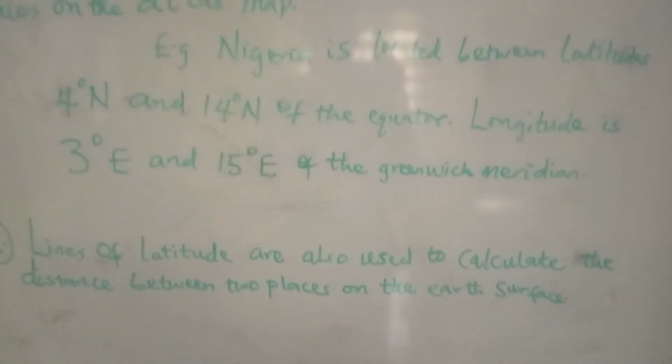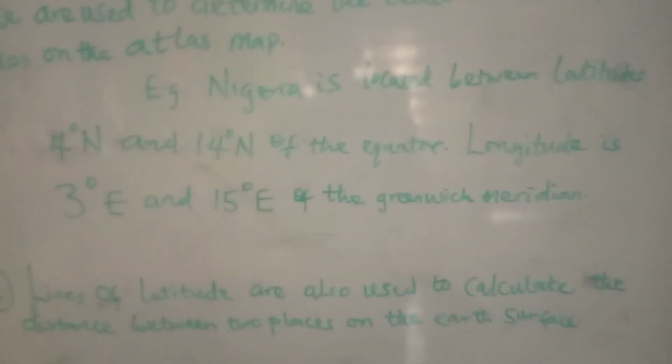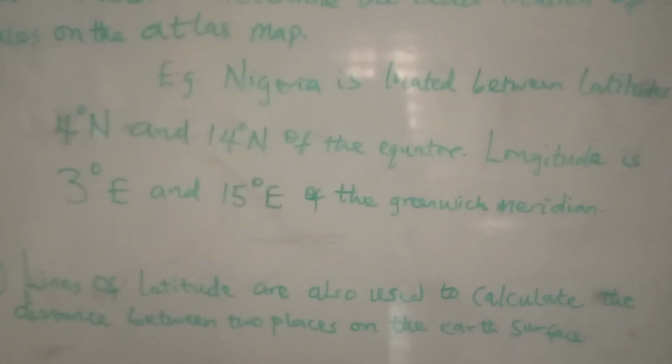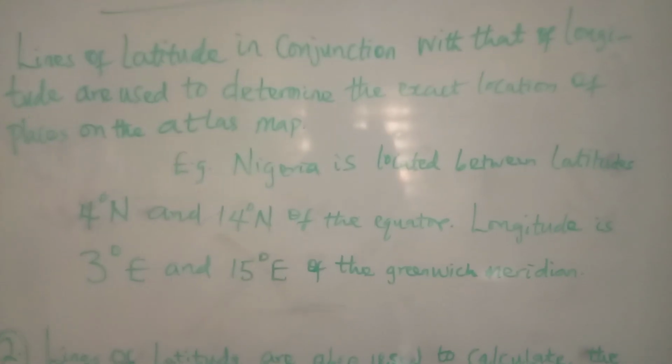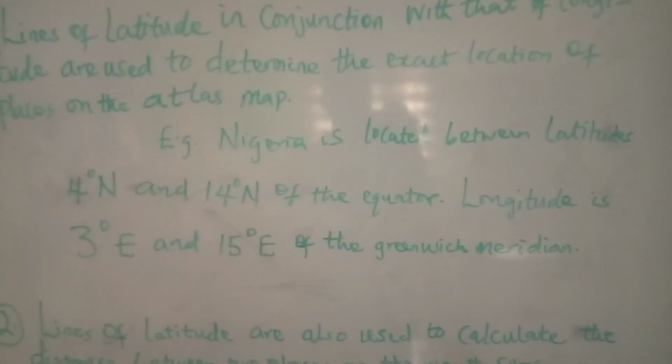So we have actually achieved our learning objective. Number one, the meaning of latitude. Number two, uses of lines of latitude. So we have been able to see and use them effectively.